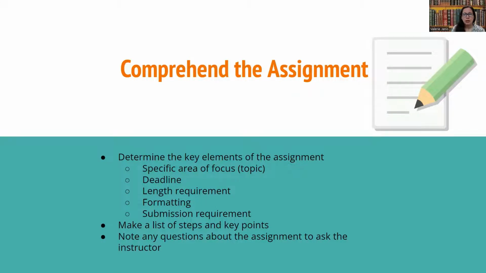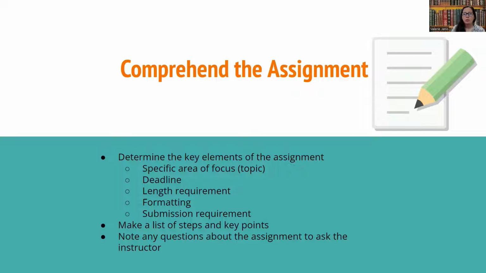What are the length requirements? It's really important to understand if it's a 2-page paper versus a 20-page paper, because that determines how much research you're going to have to do and how much information you need. What are the formatting requirements? Is it APA, MLA? Did they give any certain type of format that they are requiring you to use?